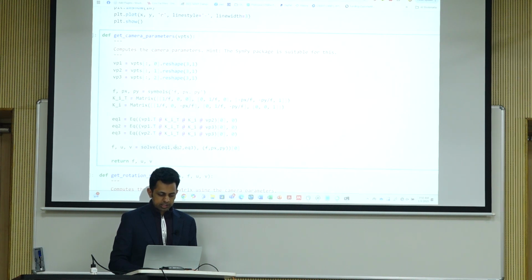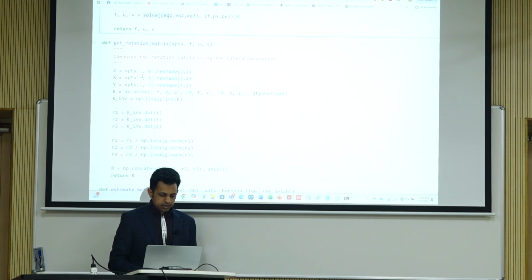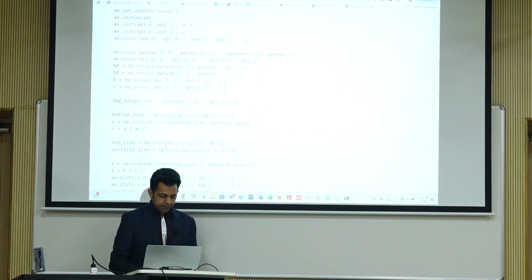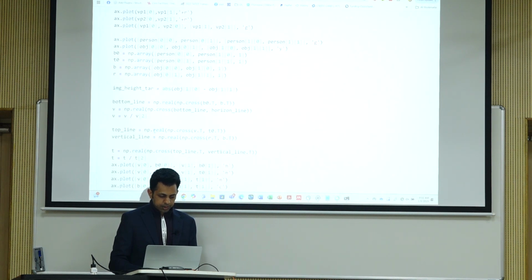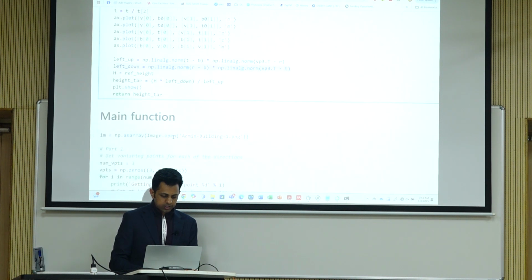I just use the solve function and then it does it. Then I can get the rotation matrix by again using the equations that I showed you, K inverse dot xyz. And then here I have the estimate height function. You can see I'm computing the cross products here, top line, vertical line, and then T minus B times VP transpose minus R, all of that stuff that we saw.